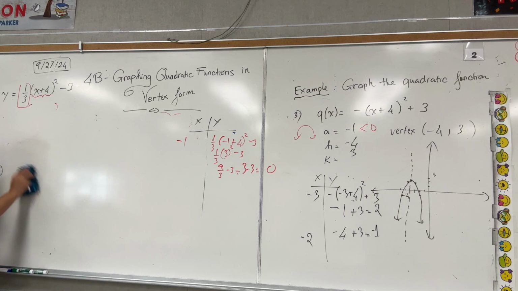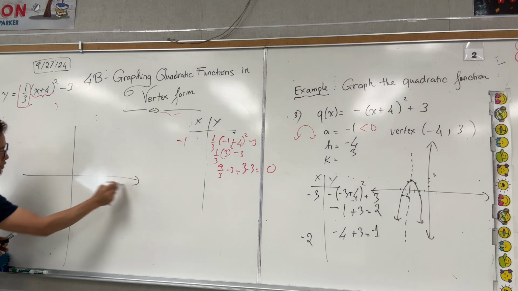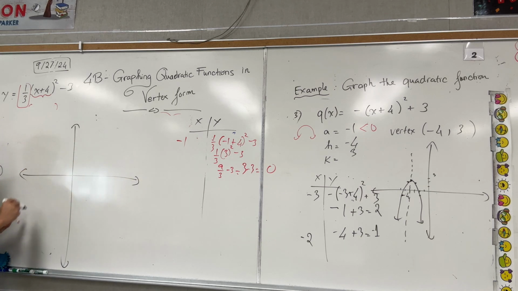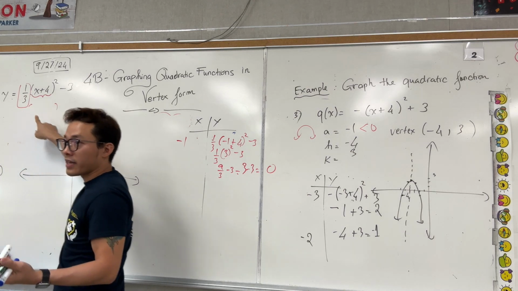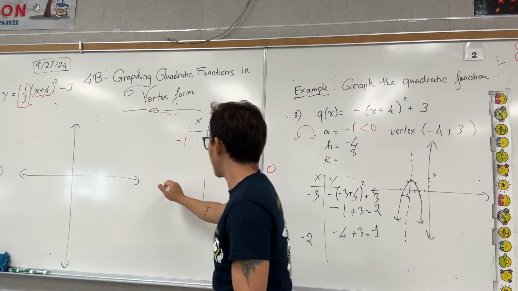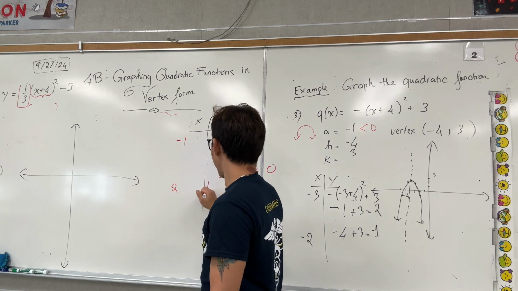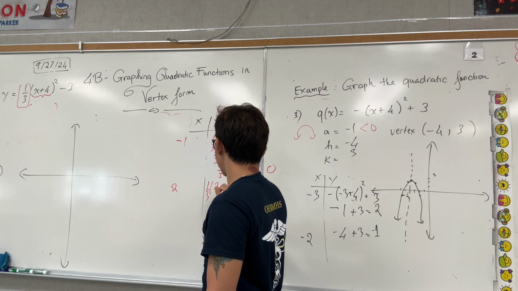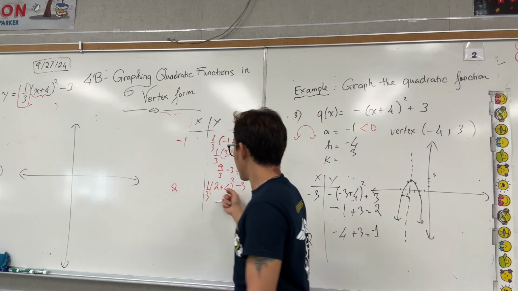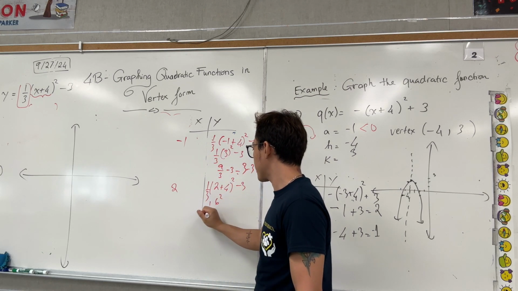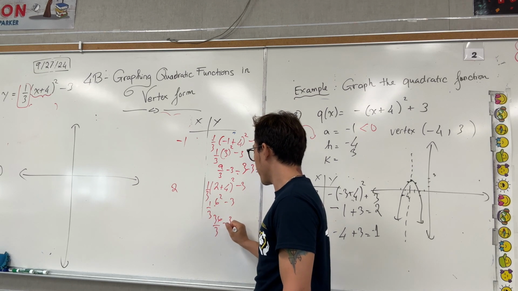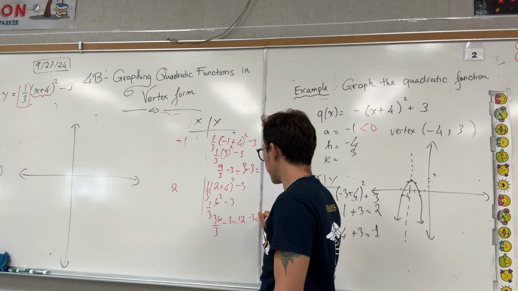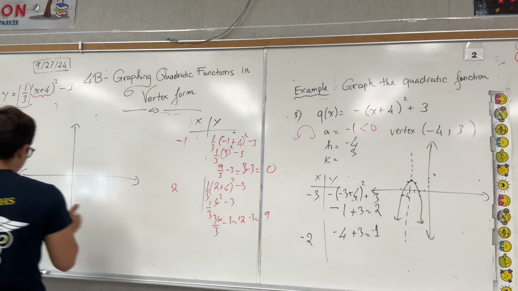What is the next number you think is good? 2. Okay, let's do 2. 2 is also good because 2 plus 4 is going to be 6, right? And 6 can be divided by 3, so the fraction is gonna be gone as well. So 2, that's a good choice. 1/3 times (2 plus 4) squared minus 3. 2 plus 4 is 6. 6 squared is 36. 36 divided by 3 is 12, right? 12 minus 3 is 9. So the point is 2, 9.